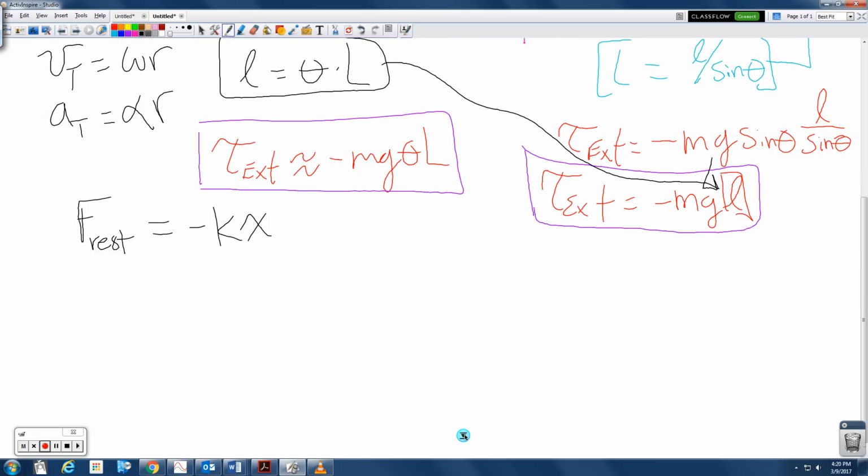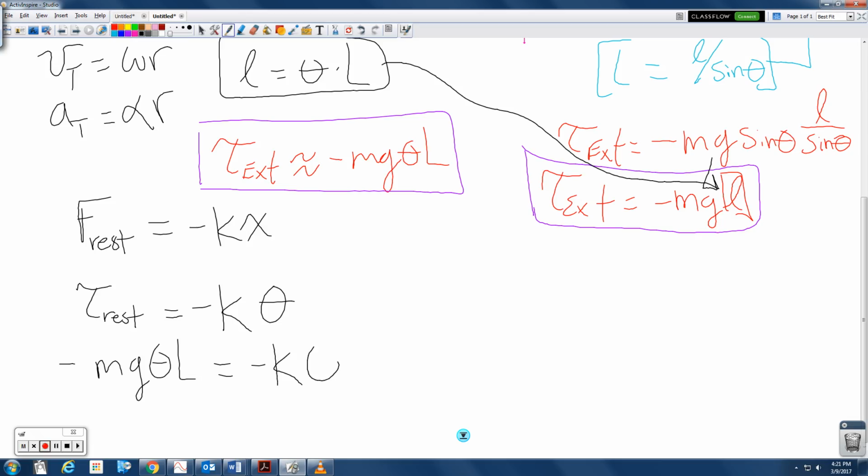Okay, but for us with this pendulum where we have a rotational situation, we have a restorative torque that is equal to some constant times, not x, but theta. And we just found out what our restorative torque was. It was minus mg theta big L. This is what we want because we have the big L, which is the measurable length of our pendulum, and theta, the relatively small angle, and the weight of our bob at the end. And this equals minus k theta.